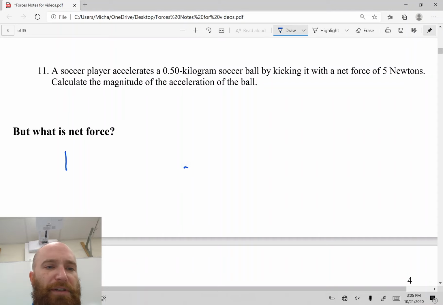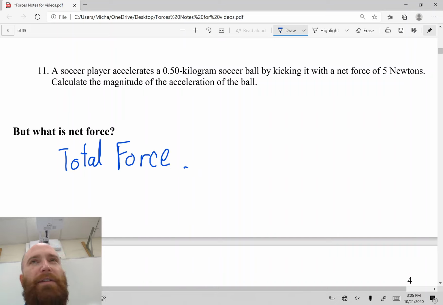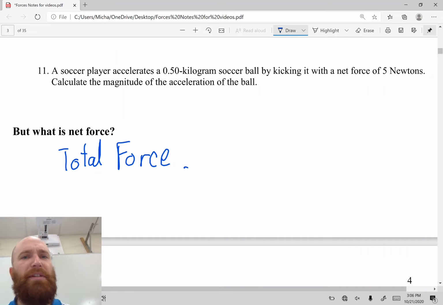A net force is just another way of saying the total force. A nice way to think about it is this. You know the phrase net worth? You'll see it with celebrities or businesses, and you'll ask, what is this person's net worth? That's their total worth. You add up all the things they own, you subtract all the things that they owe to other people, and that's their net worth, their total worth. Net force is your total force.